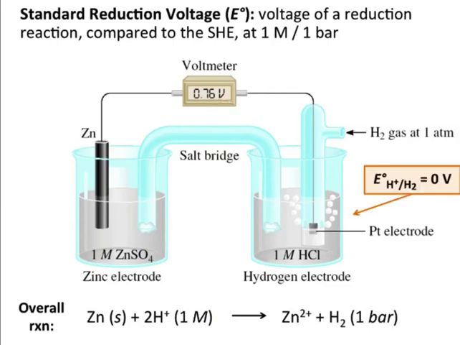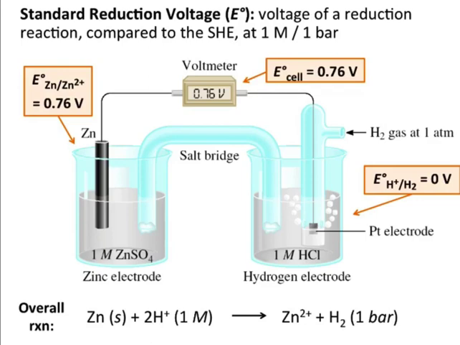Now, we set the standard reduction voltage of the H plus H2 gas half cell to be 0. So that means that the potential of this zinc 2 plus cell is 0.76 volts because the other one's set to 0. Now this technically is an oxidation potential. We compare reduction potentials, or reduction voltages, same thing. So we'll get to that in a minute. And then we also describe this whole cell as having a potential of 0.76 volts, because that's what we measured between them. And because one of them's 0, that means the other one is 0.76 volts.